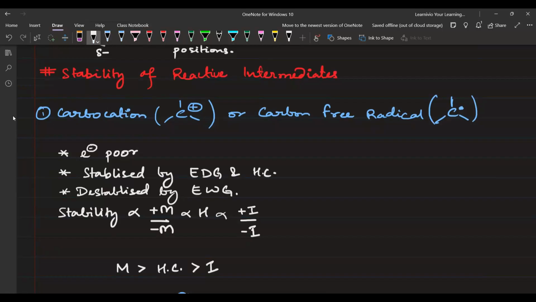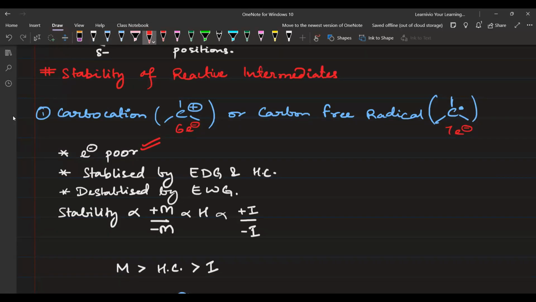Fine. Now the stability of reactive intermediates. What carbocation will be more stable, what radical will be more stable. So उसके लिए, carbocation and carbon free radical both are electron poor. They do not have the complete 8 electrons. If I talk about carbocation, then it has only 6 electrons. If I talk about carbon radical, it has only 7 electrons. So both of them are not having 8 electrons. That's why they are electron poor.